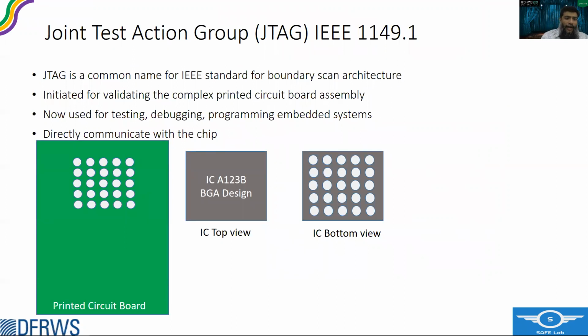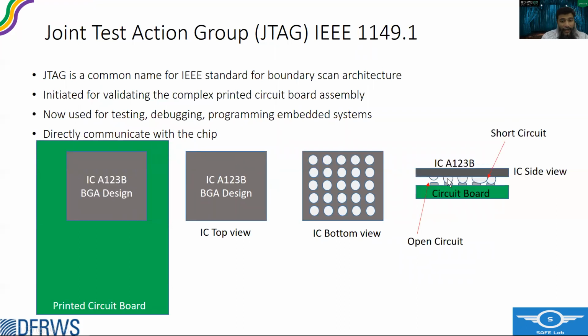In 1980s, when ICs were shrinking and circuit boards were getting more and more complex, the testing of the circuits became difficult with the existing approaches. For example, if you see this IC, it's a ball grid array design where the contacts are not on the sides, rather on the bottom of the IC. And when we put this IC on a circuit board and solder it, and if there are some errors, like if you see it from the side view, if there is an open circuit or there are some short circuits, the conventional approach is very difficult to find these types of errors.